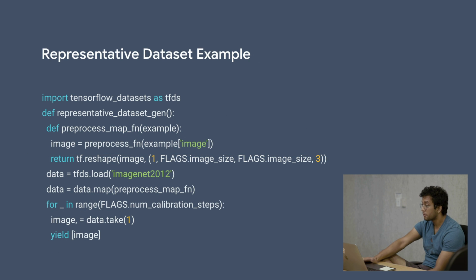So yeah, the example of the representative dataset is just how you would normally load data, and you just yield examples of these images.